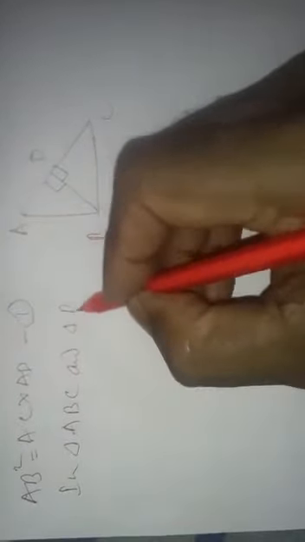Now earlier we have taken triangle ABC and triangle ADB. Now we will take triangle ABC and triangle BCD. It means that this triangle and triangle ABC. Now what do we see?